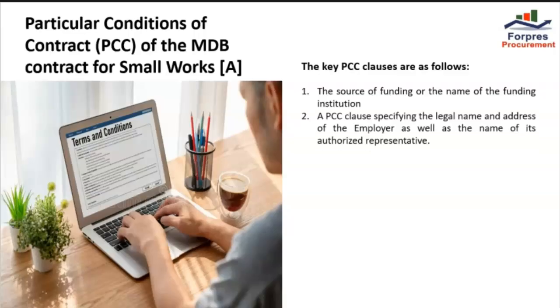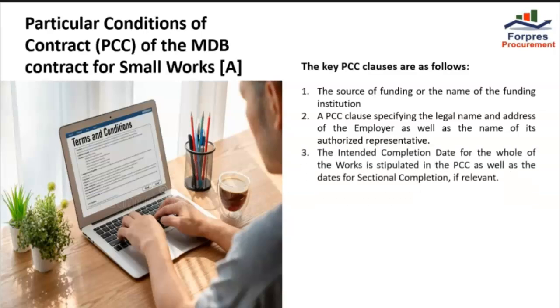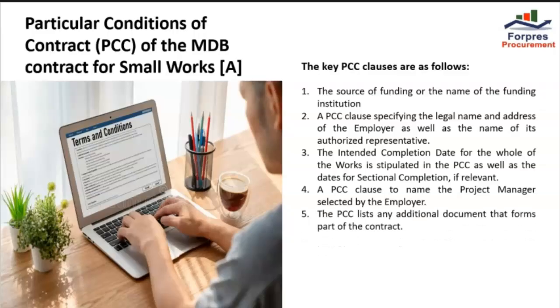Number 2 is the PCC clause specifying the legal name and address of the employer as well as the name of each authorized representative. Number 3, the intended completion date for the whole of the works is stipulated in the PCC as well as the date for sectional completion if relevant. A PCC clause names the project manager selected by the employer. The PCC lists any additional document that forms part of the contract.